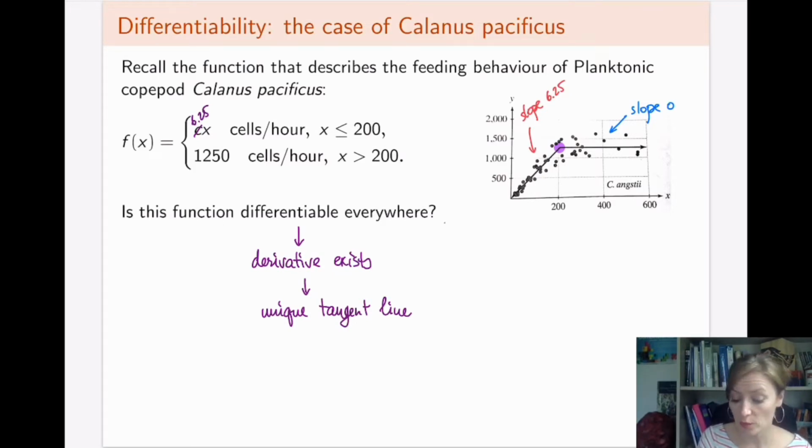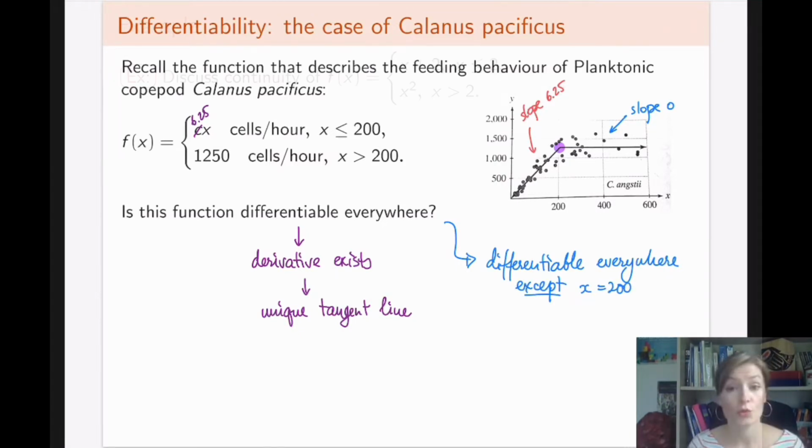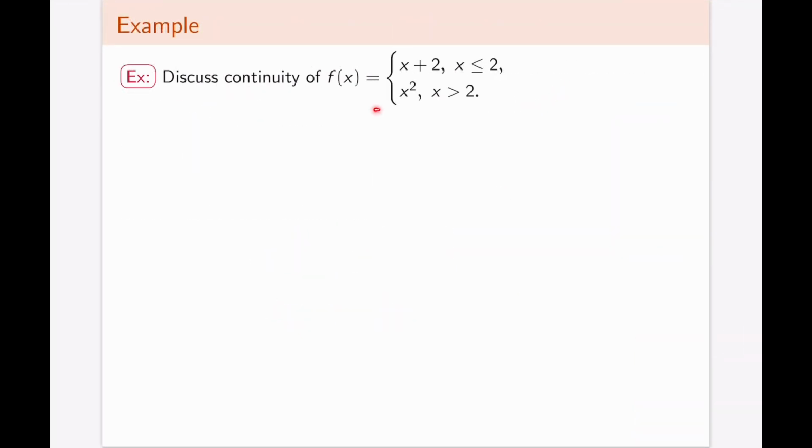So is it differentiable everywhere? It's in fact differentiable everywhere, except for at the point of connection of these two pieces of a piecewise graph. So everywhere except at x equals 2. Let's look at a few more examples of piecewise functions to discuss their continuity.